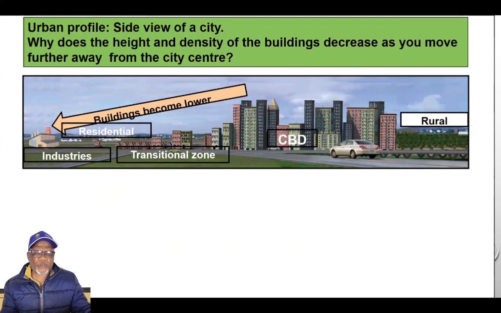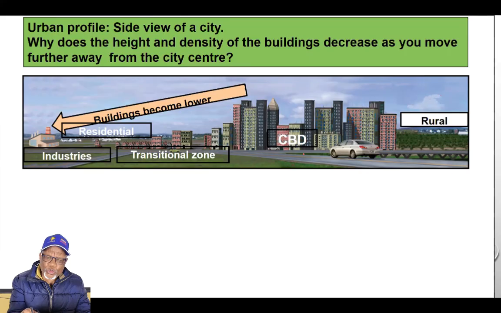Then we are also going to look at urban profile. So when we're looking at urban profile, we're simply looking at the side view of the city. And then what is it that we learn from the urban profile? We learn how the building density and the building height increase when you go towards the city center, and decrease when you move away from the city center.